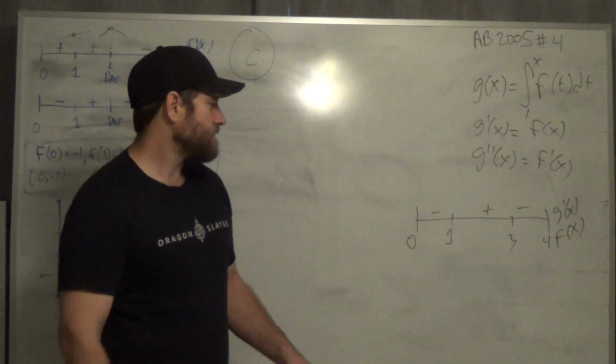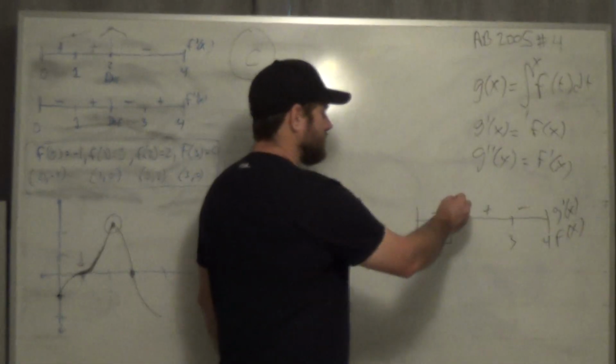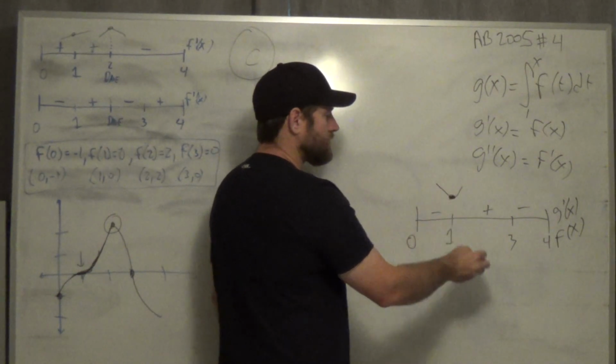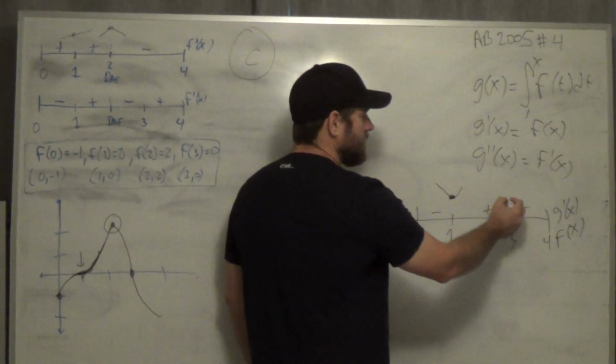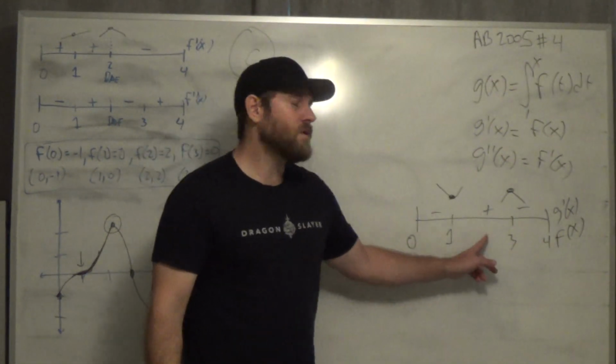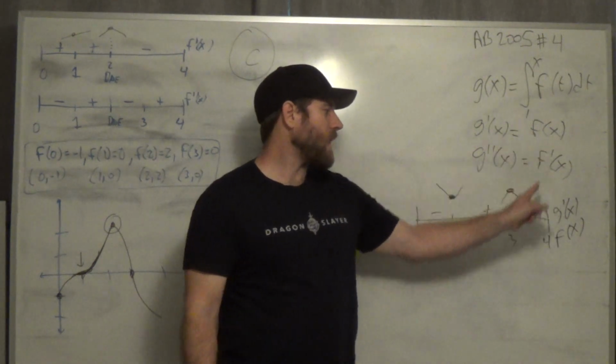Okay. And now part C says determine whether g has a relative maximum or minimum at each of the values. Well, look at 1. It went from decreasing to increasing. That's a relative minimum. And here, increasing to decreasing. Nice. Now I'd like to say one thing about this. Again, I made a sign chart of f of x, which we could also call g prime x.